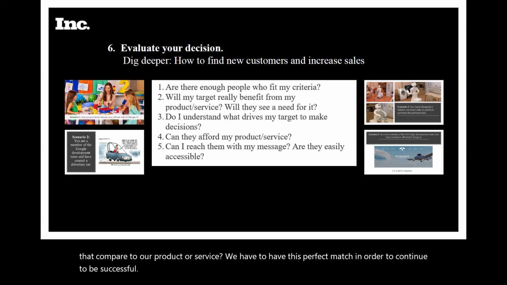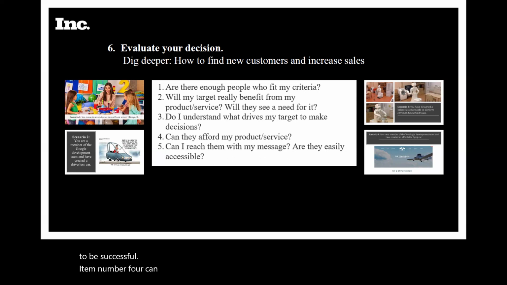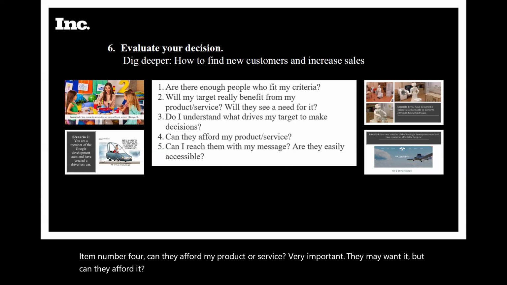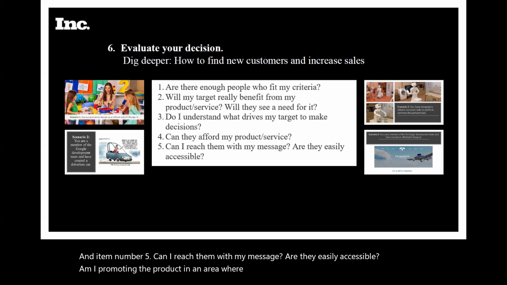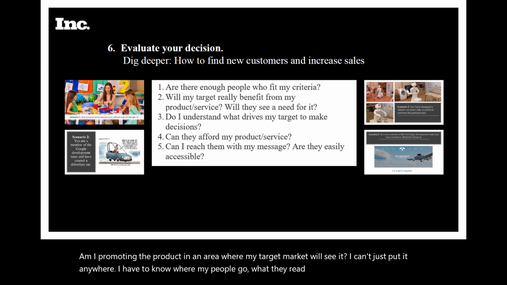Item number 4: can they afford my product or service? Very important. They may want it, but can they afford it? And item number 5: can I reach them with my message? Are they easily accessible? Am I promoting the product in an area where my target market will see it? I can't just put it anywhere. I have to know where my people go, what they read, what they look at in order to be in touch with them.